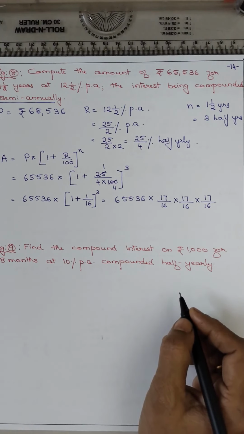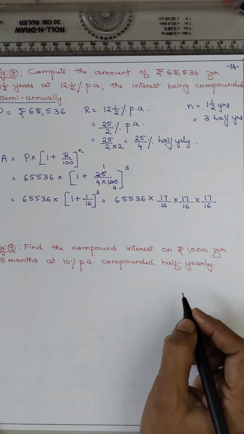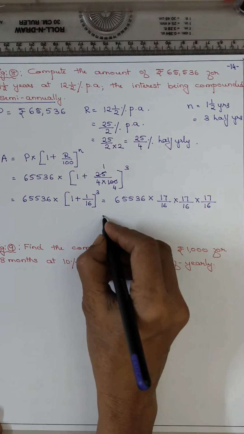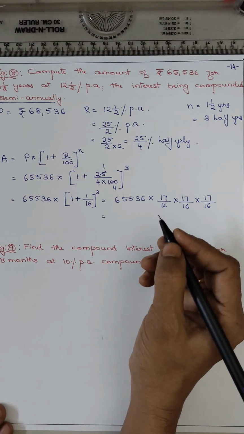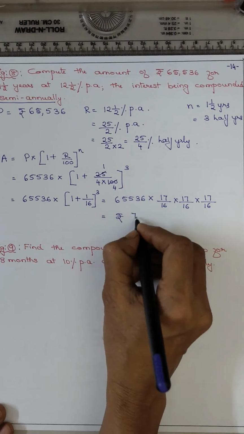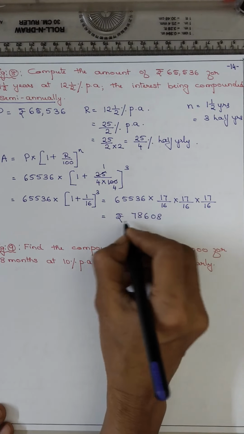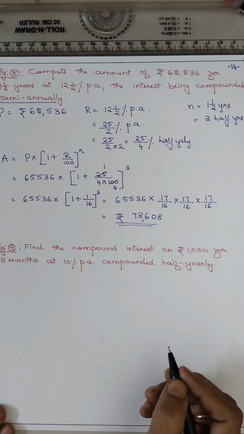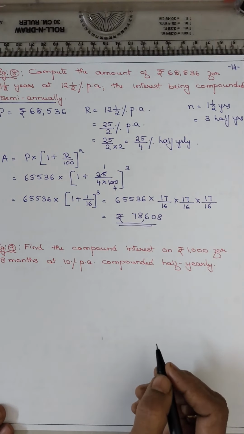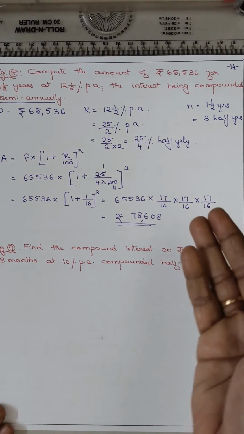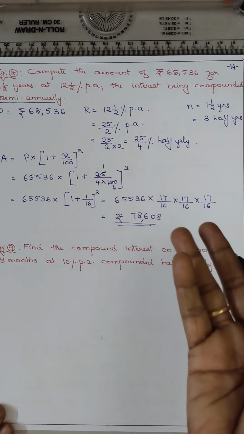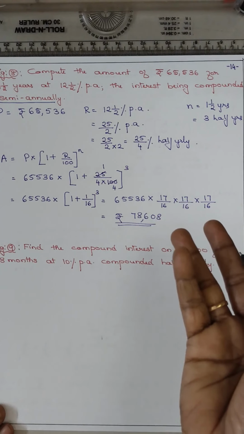So it will be 16. When you cancel, you get rupees 78,608. So you can divide 78,608 by 16 or by 4, isn't it?